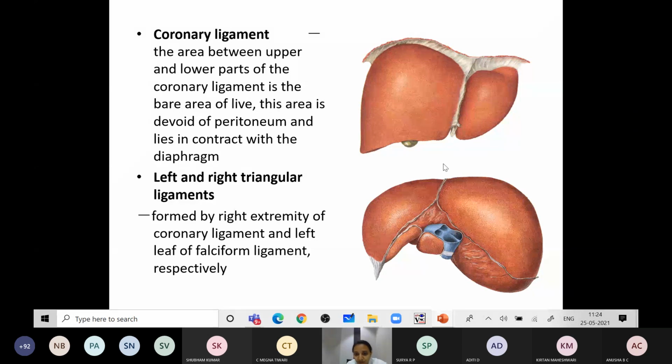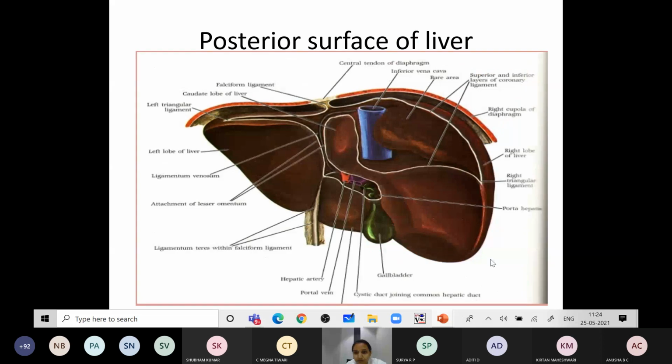Then after covering, it again descends down as the posterior layer of the left triangular ligament and covers the posterior surface of the liver. Here this right layer covers the anterior surface, superior surface of the right lobe of the liver, then is reflected over the diaphragm as the superior layer of the coronary ligament.